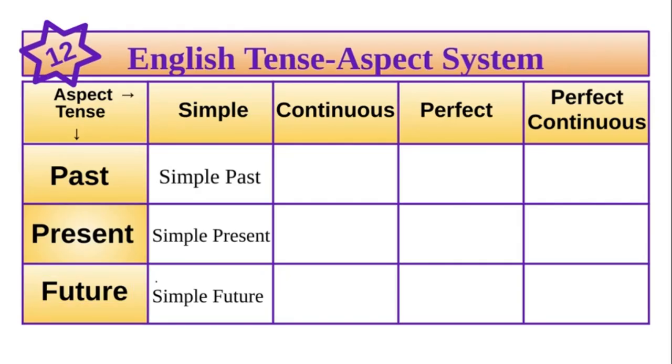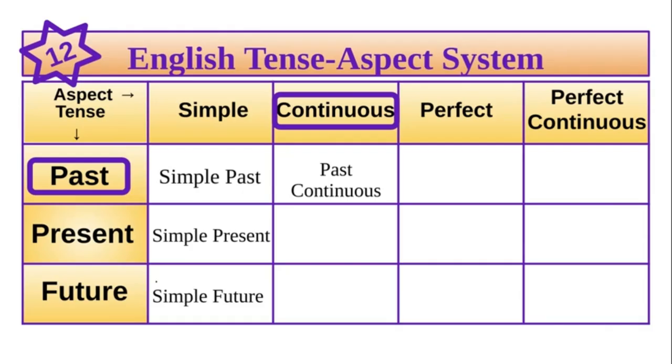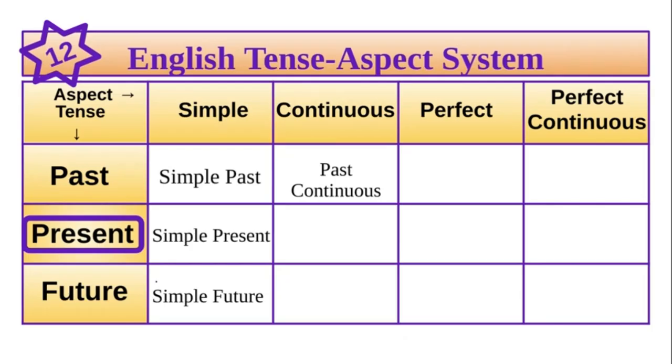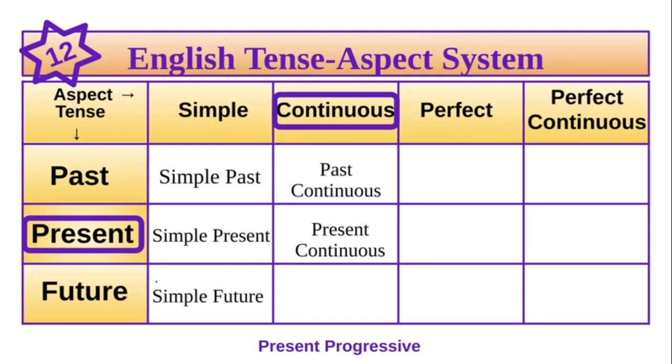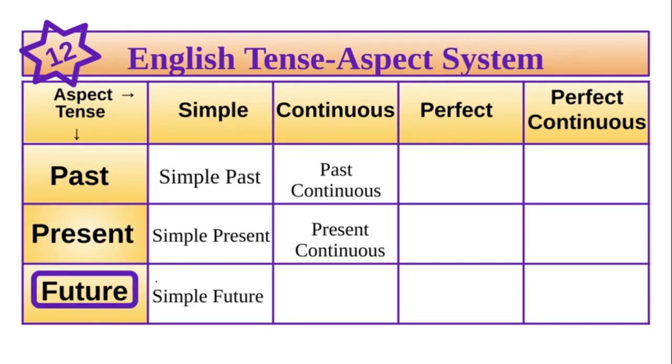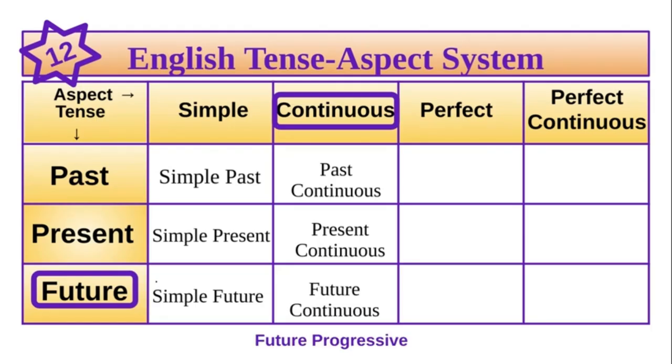The remaining combinations are read with the tense first, then the aspect. The first, past continuous, also called past progressive. Present continuous, also called present progressive. Future continuous, also called future progressive.